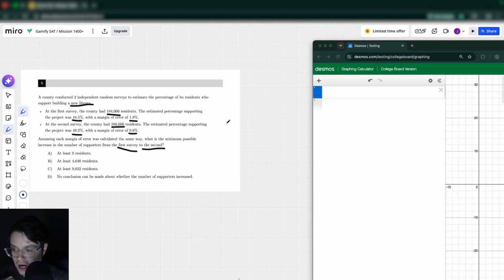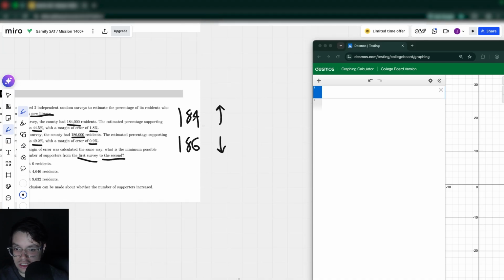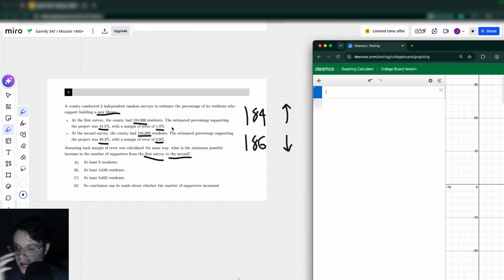So just think what's really going on here. So we have this first one with the 184,000 residents, let's say 184 here. We basically want to see what is the maximum amount that could have wanted it in that one, and then what is the minimum amount that could have wanted it in the second one. Hopefully this makes sense, because if there were a lot of people in the first one, then if there's fewer people in the second one, that would be a smaller difference than if we were to say that there's a super low amount in the first one, and then a ton of people in the second one. You'll see why I say that in a second.